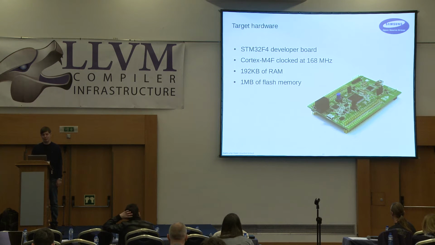And just to give you an idea of what kind of target hardware this is all about, this is an STM32F4 developer board hosting a Cortex-M4F. The board has 192 kilobytes of RAM and 1 megabyte of flash. So you can see there are not too many resources there. And this is probably even one of the beefier embedded microcontroller boards.